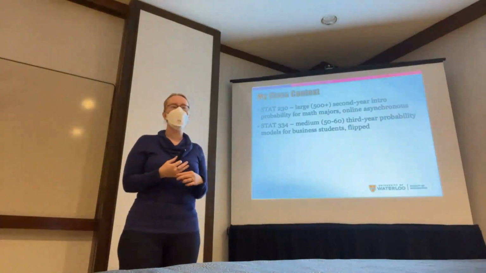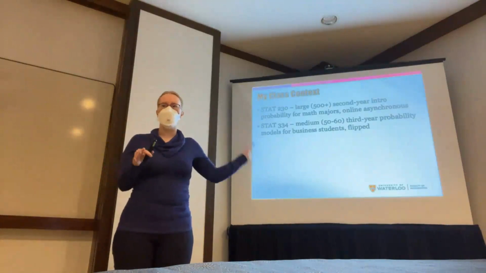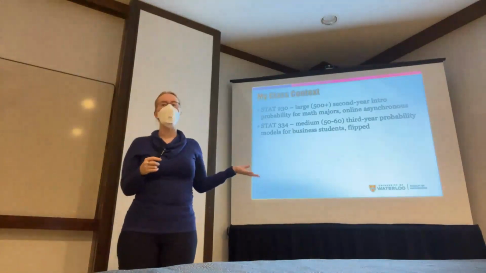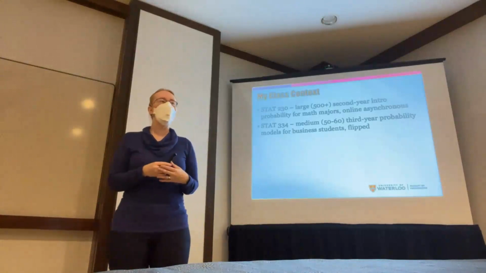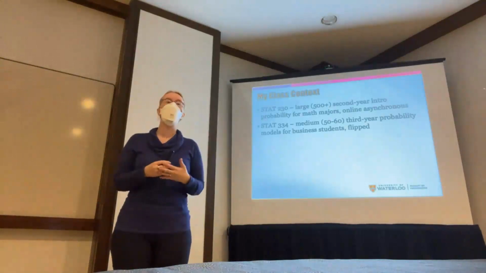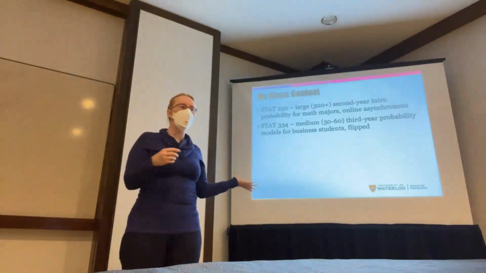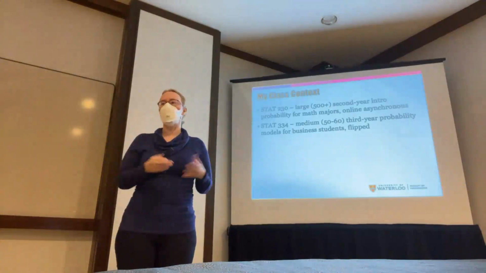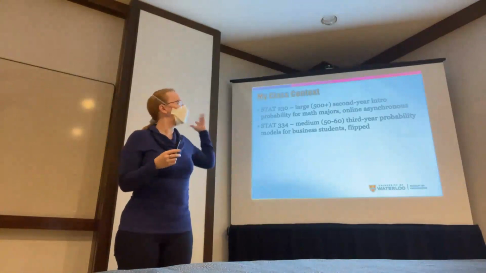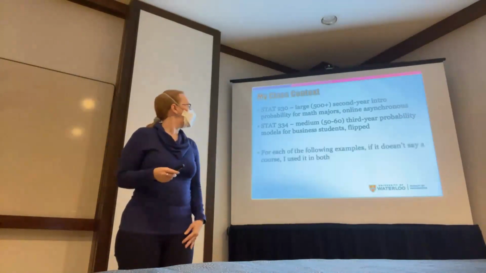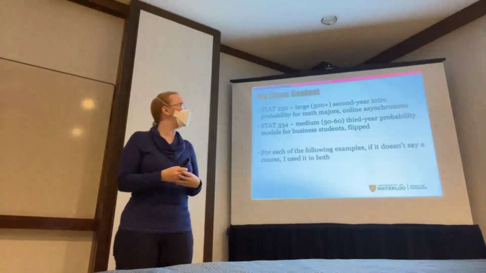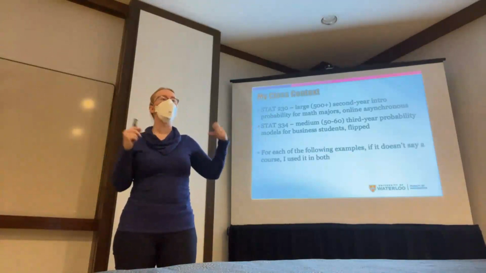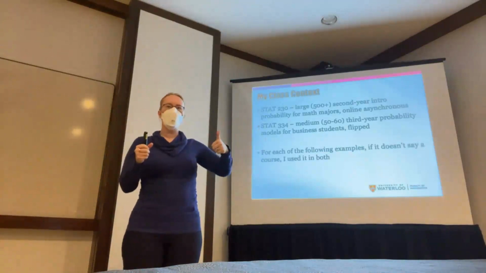I've taught it a whole bunch of times normally, but I also taught it online during the pandemic with videos. Then when I moved back in person this term, I taught it flipped. I used the videos that I had created, and we only met once a week in class to do active learning activities. Those are the two courses. For the next three slides of examples, if it says a course, I was talking about that course, and if it doesn't say a course, then I used it in both of them. Does that make sense? Awesome.